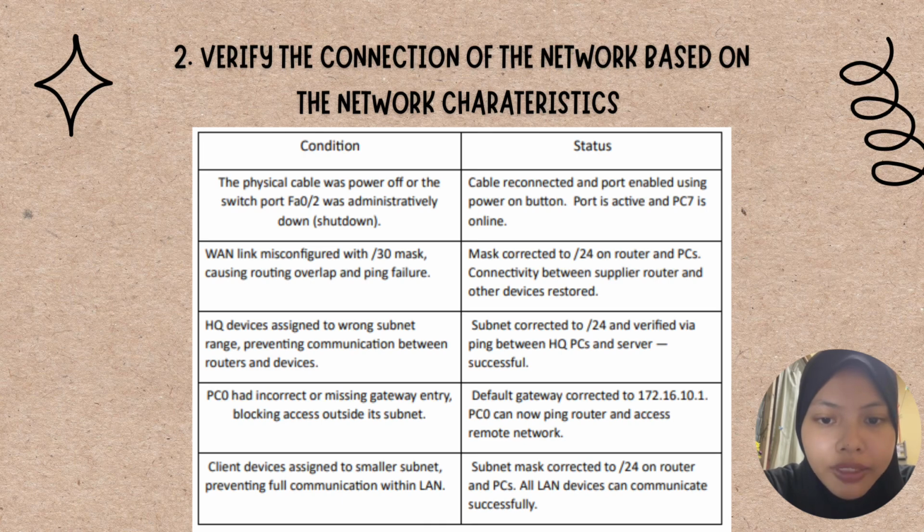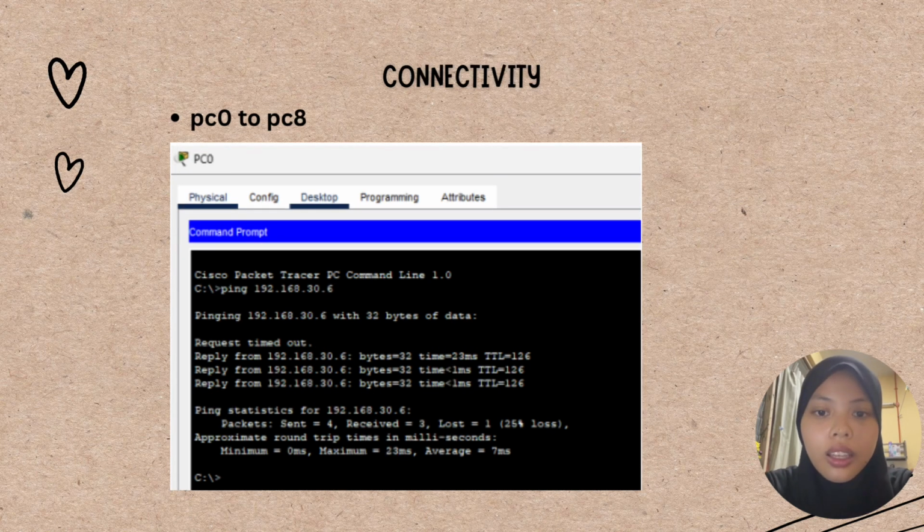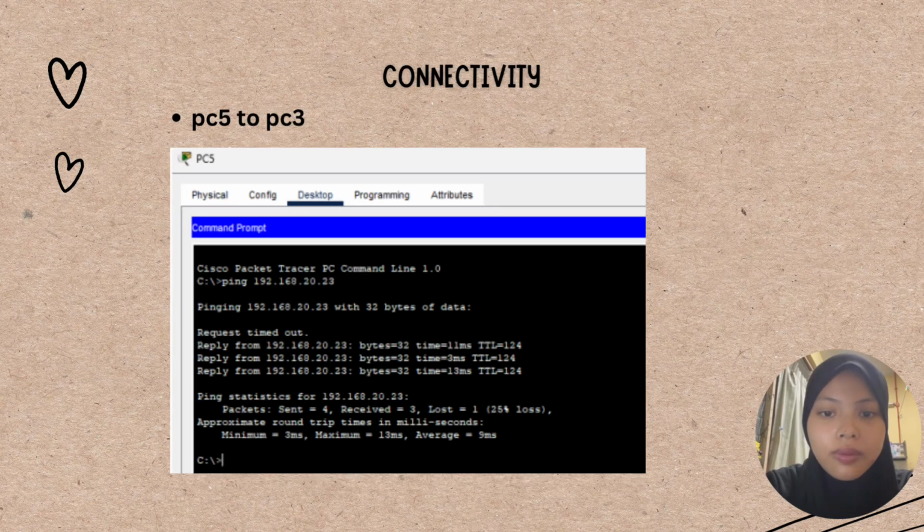Lastly, client devices were assigned to a smaller subnet, preventing full communication within the LAN. So the status is that the subnet mask was corrected to /24 on the router and PC. All LAN devices can communicate successfully. So here is the connectivity that I have tested: PC1 to PC2 pings successfully, PC0 to PC8 pings successfully, and lastly, the connectivity of PC5 to PC3 is also successful.